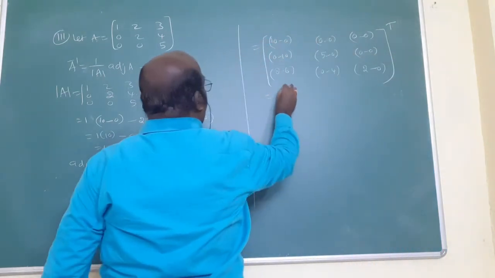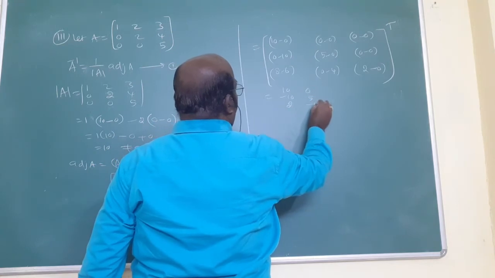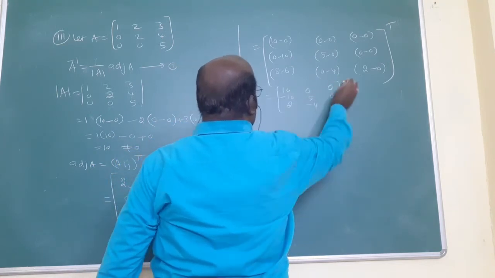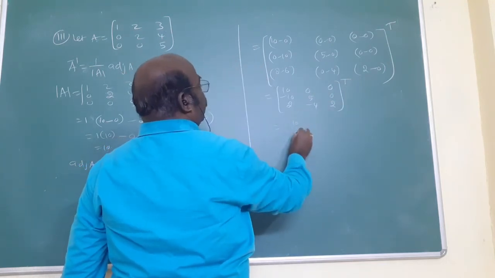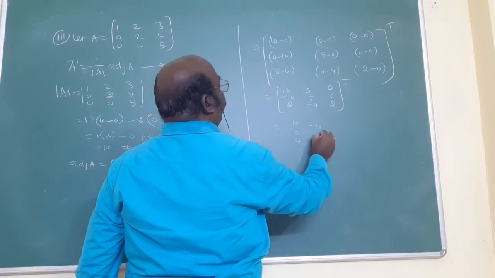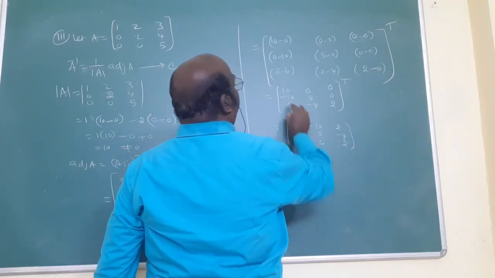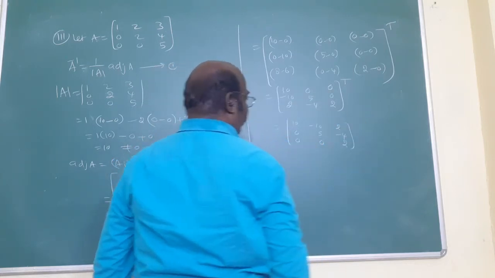Now simplify. 10, minus 10, 2. 0, 5, minus 4. 0, 0, 2, power T. Now, reciprocal, no? 10, 0, 0. Minus 10, 5, 0. 2, minus 4, 2. Now, row is kind of column, no? Need not put the 1 second, right? Need not write T, power T.